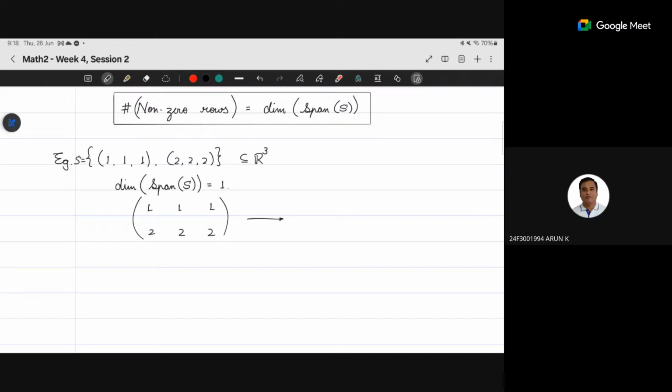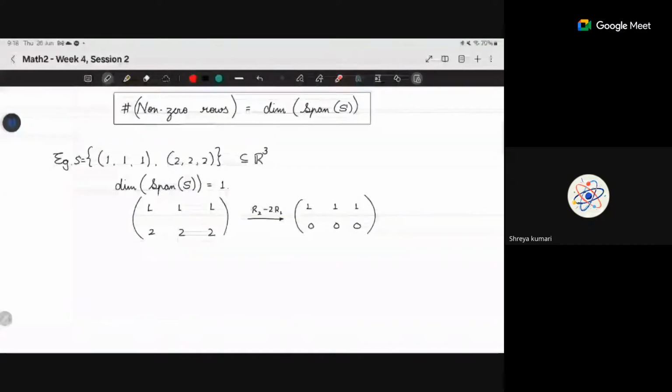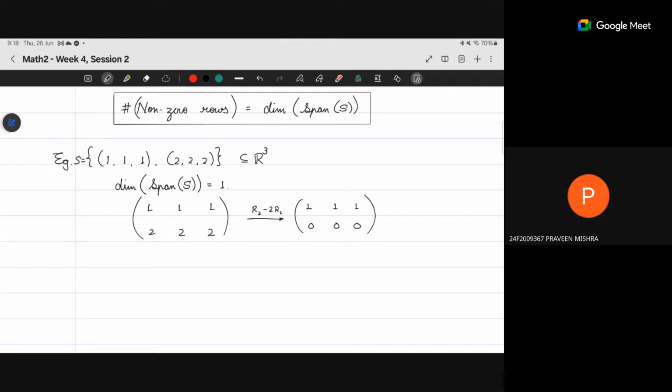Over here, R2 changes to R2 minus 2 R1. I get 1, 1, 1, 0, 0, 0. This is already in RREF. So what is the number of non-zero rows? 1. So the dimension is 1. So we have formally verified it also.